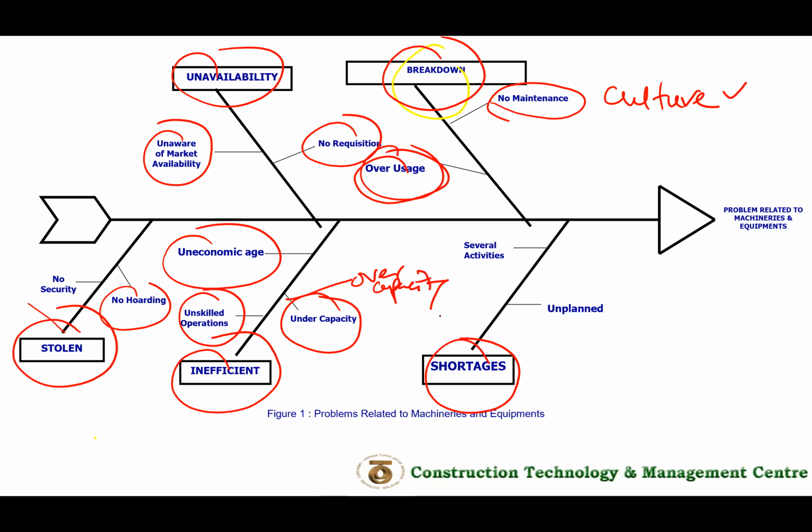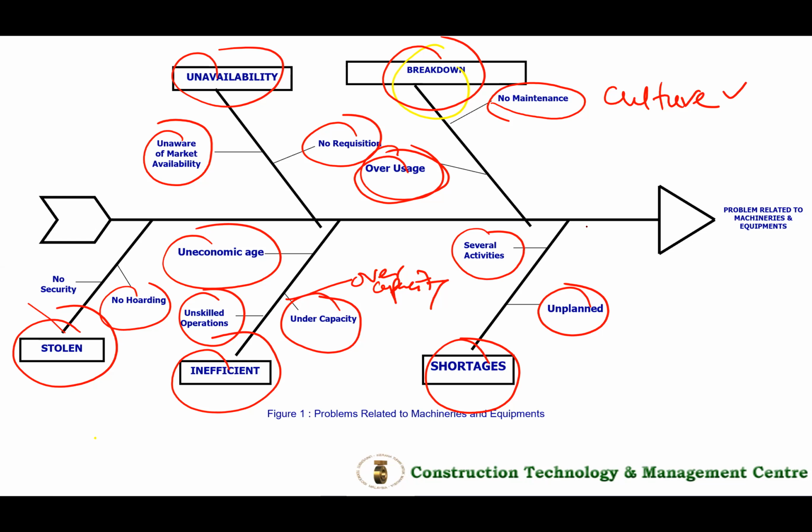Shortage. Why machinery shortage, for instance? There could be a few activities running at the same time, and you only put one machine at that particular site, and there are a few activities that require that machinery to be shared among them. So how to solve this issue? Then you have to look at your planning again. Planning plays a very important part.